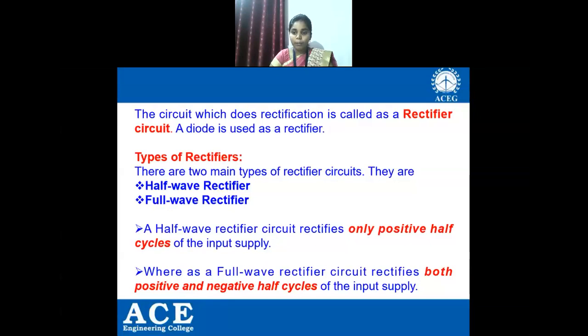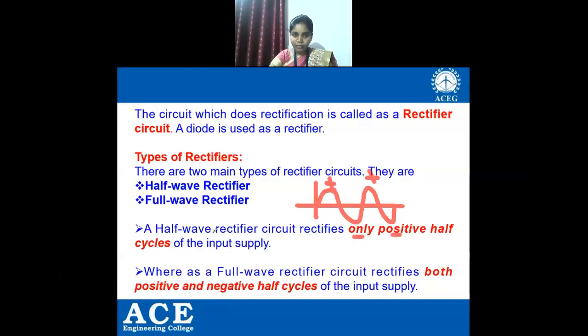Now here, a half wave rectifier circuit rectifies only the positive half cycle of the input supply. Now, what is the positive half cycle and what is the negative half cycle? Now I'm going to draw a signal. Now, this is my AC input. This part is known as what? Positive half cycle. And this part is known as what? Negative half cycle.